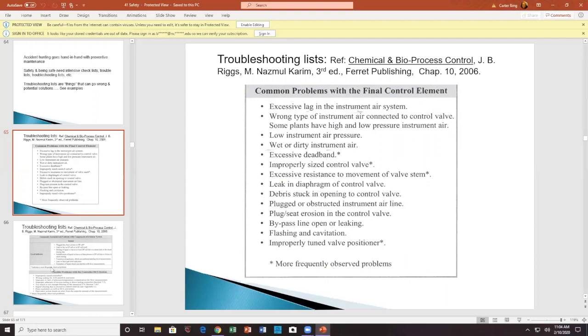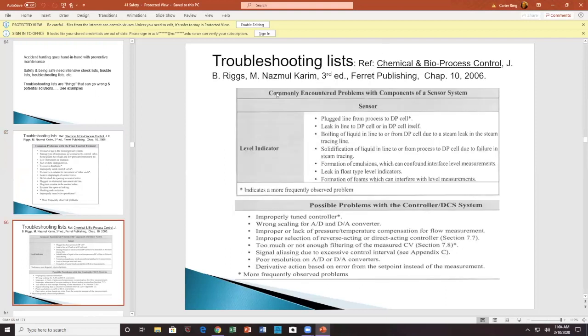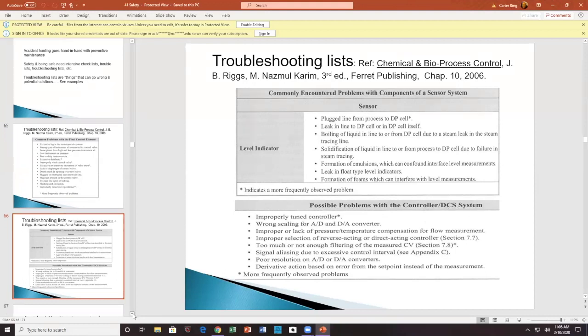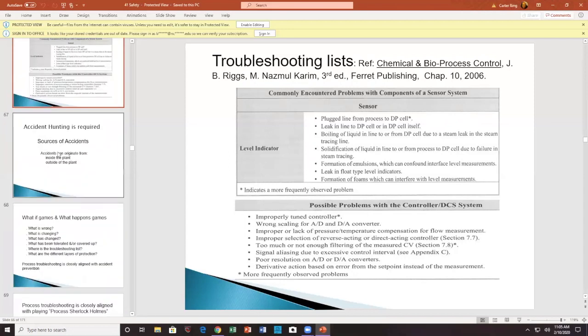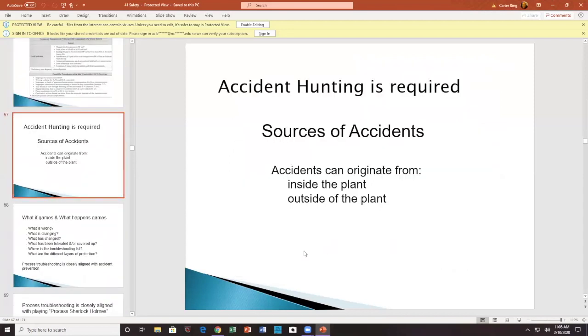Leaking, for example. Another one for components of a sensor system. Possible problems for controller DCS systems. So, I would institute an accident hunting program inside your company. I don't know if you have one or not.